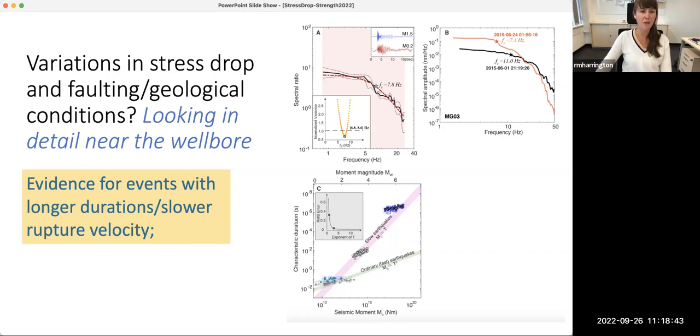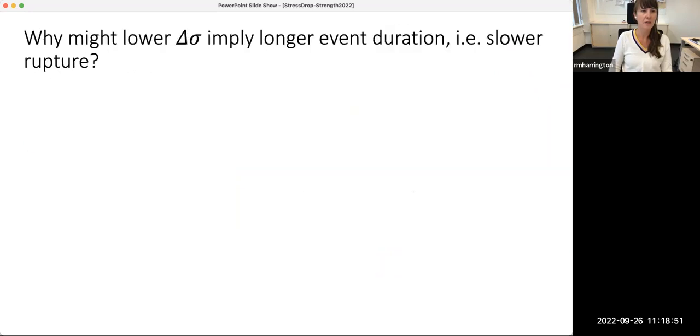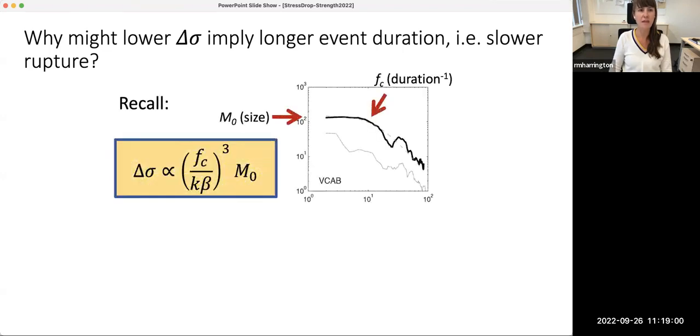So as such, we decided to look at their scaling, estimate their stress drop value, and use a crack model. And what we find when we estimate the stress drops is that the scaling seems to be similar, but that they have lower stress drop values, which we would say imply that these events have a longer duration, which could mean that they have a slower rupture.